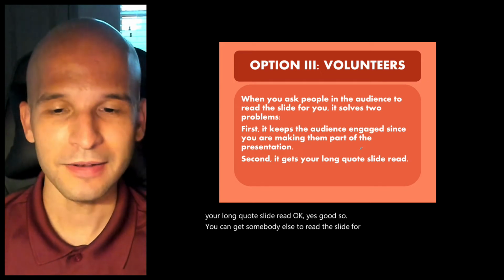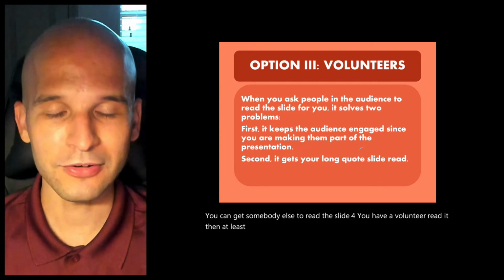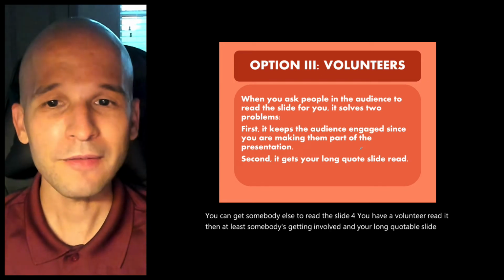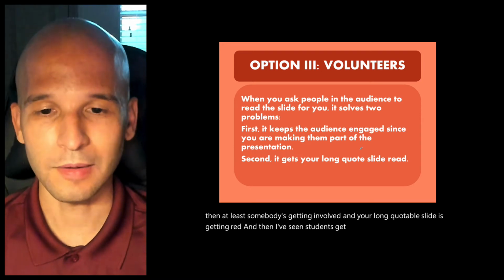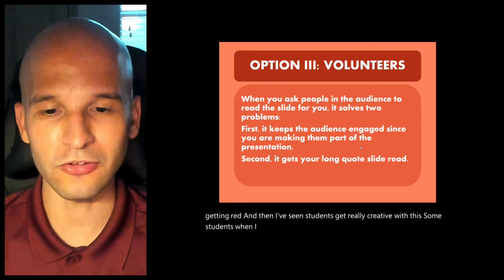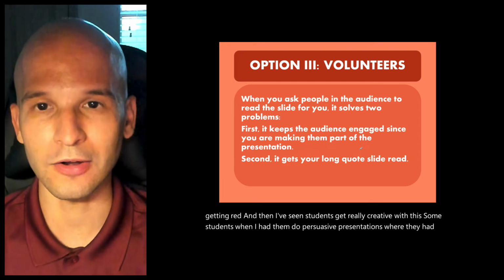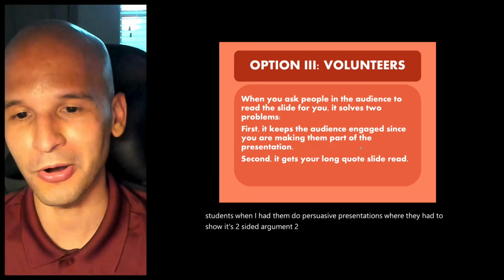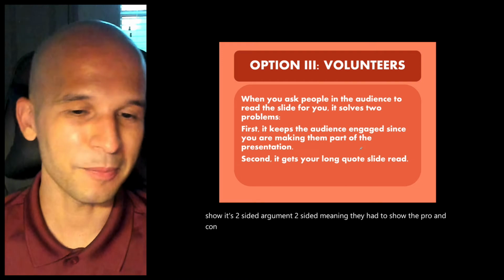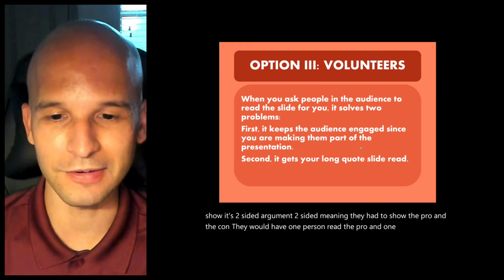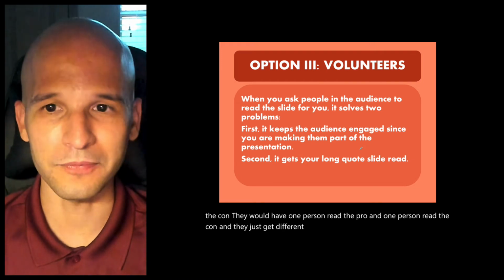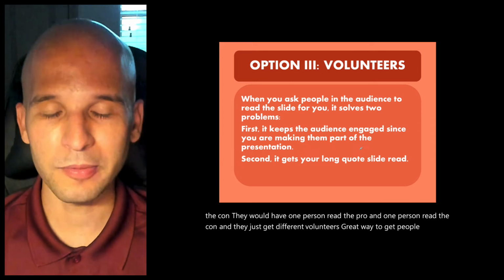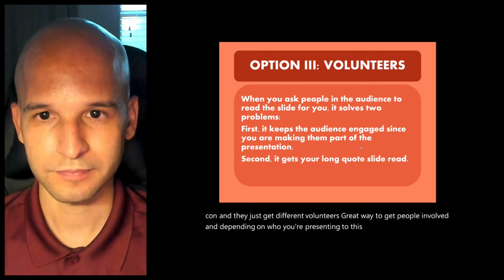So you can get somebody else to read the slide for you. Have a volunteer read it. Then at least somebody's getting involved and your long quote slide is getting read. And then I've seen students get really creative with this. Some students, when I had them do persuasive presentations where they had to show a 2-sided argument, 2-sided meaning they had to show the pro and the con, they would have one person read the pro and one person read the con. And they would just get different volunteers. Great way to get people involved. And depending on who you're presenting to, this could be an option as well.